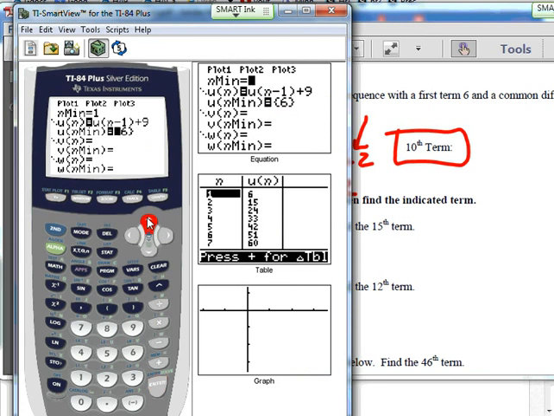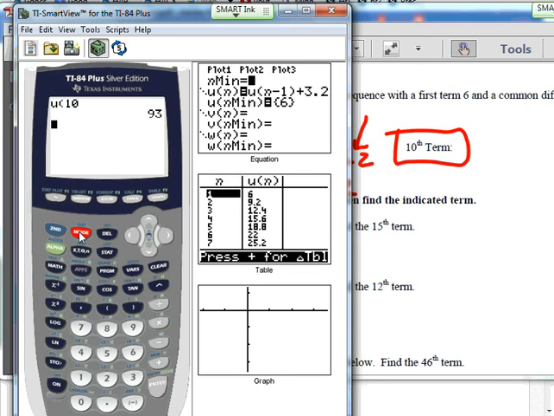Then, what am I adding each time? Go to the end of this line. If you already typed it in with me before, it'll be easy. Now we're adding 3.2 each time. It should look like that. And then all I've got to do is quit out of this. You go to second mode, which gets you to the quit. And then you can say U sub 10. It's U parentheses 10.